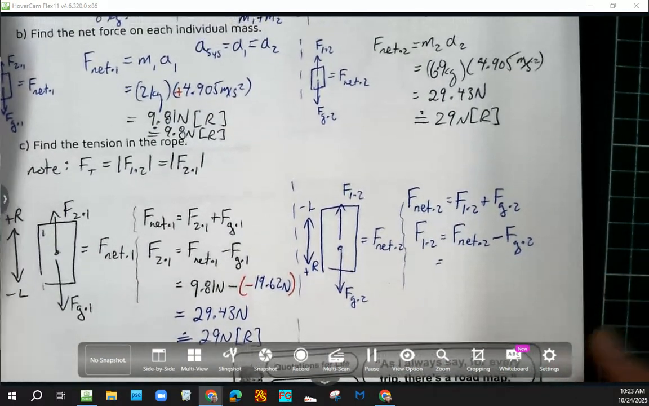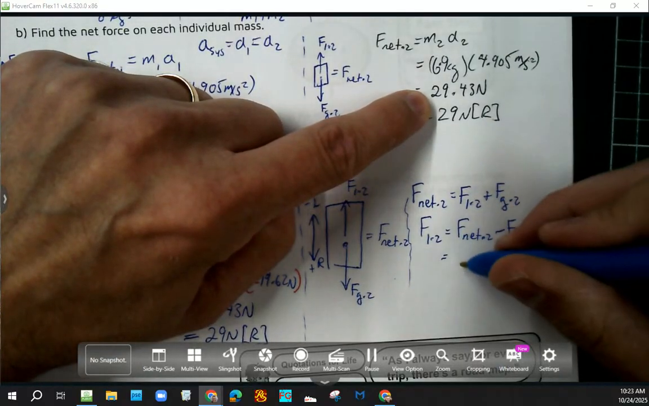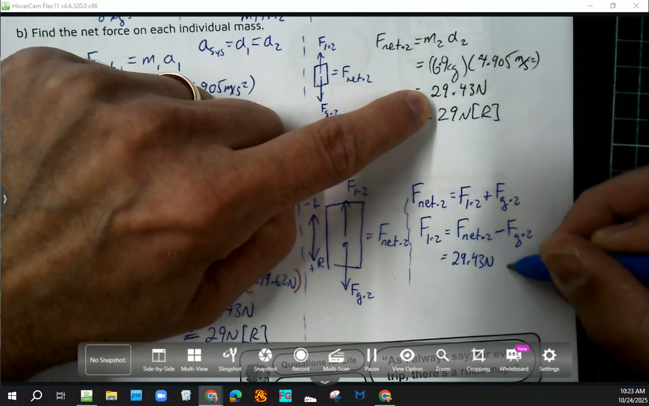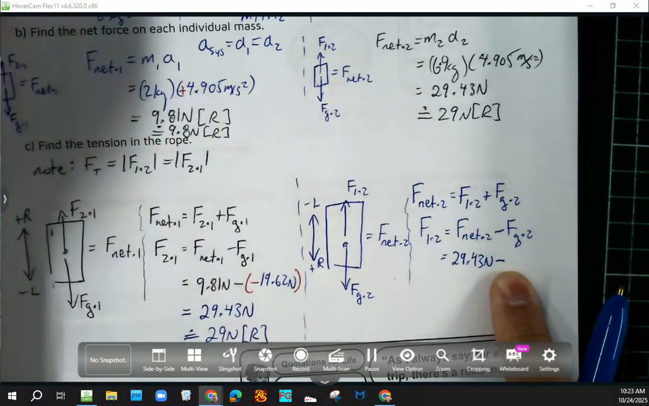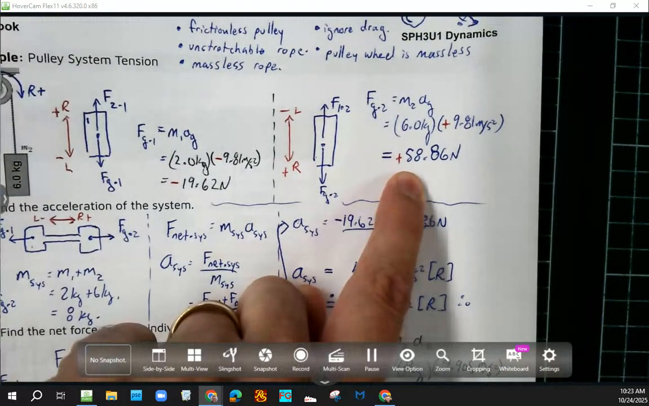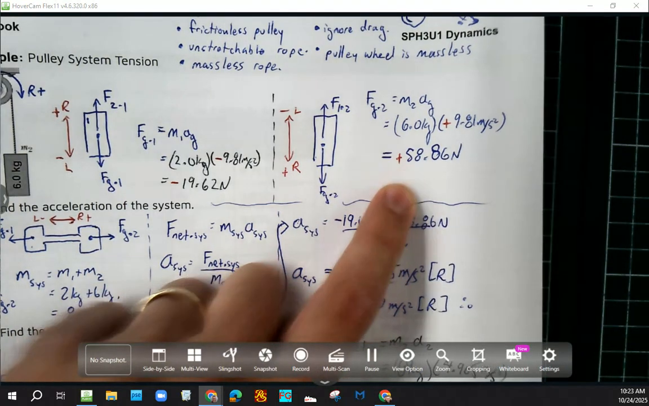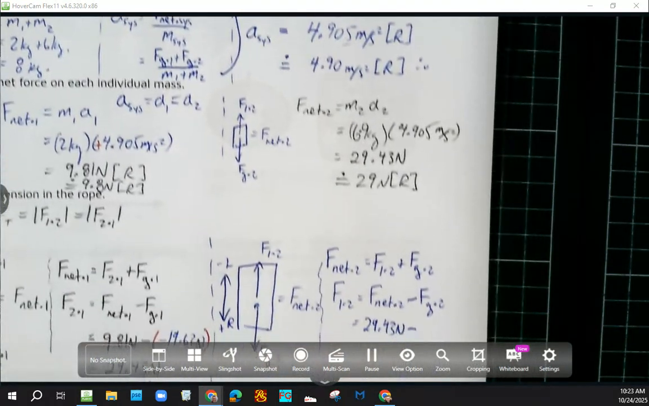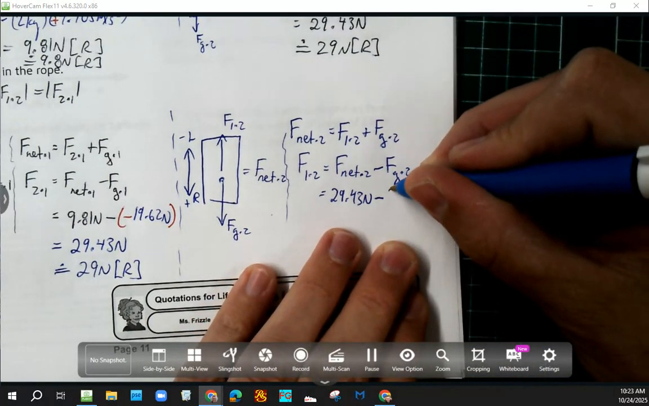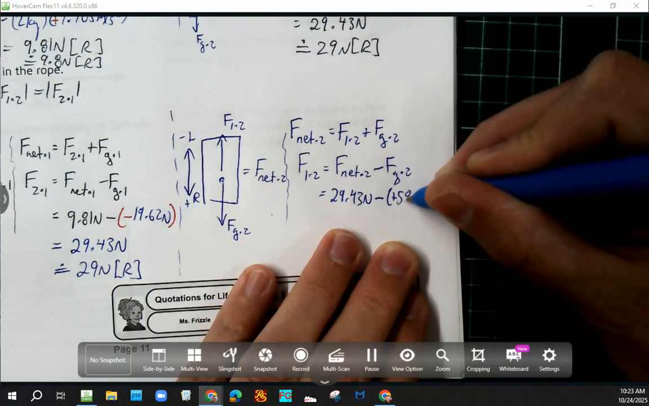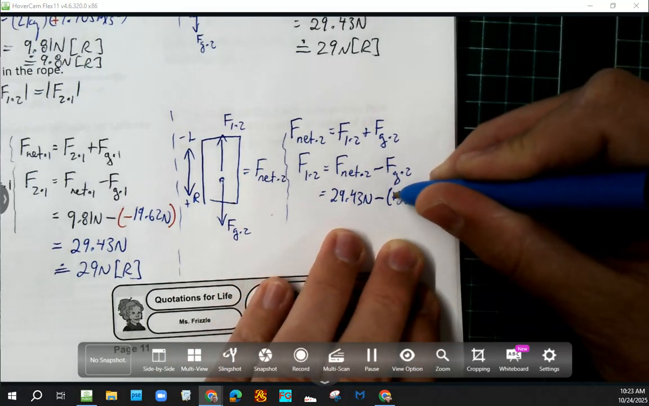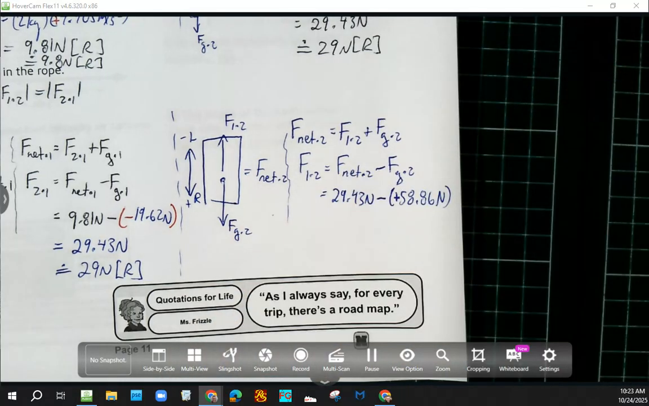I sub in my values, and again, I happen to have already done this calculation. So F net 2 unrounded was 29.43 newtons, positive 29.43 newtons. Minus, and again, I'm going to scan up to the top of the page. And I got Fg2 being positive 58.86 newtons because of reference frames, as discussed. So let's say 29.43 newtons minus positive 58.86 newtons. Nobody would really throw in that extra positive sign normally, but I'm just going to do it now just to make sure that everyone knows that it really is positive.